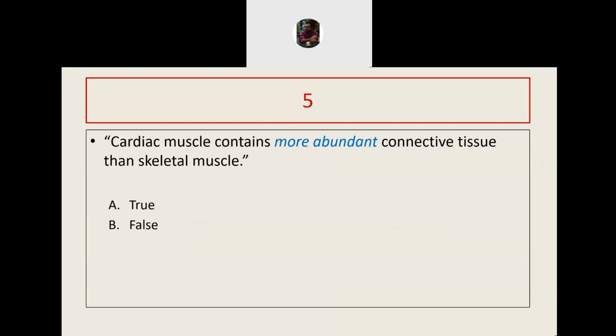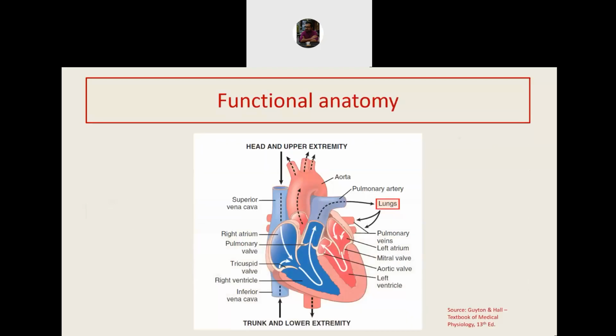Wonderful. So let us start the discussion on section 1 of this episode, that is the functional anatomy of the cardiovascular system. Now we all know that the heart has 4 chambers, and these 4 chambers along with the vasculature form 2 very prominent circuits in the body, the pulmonary circulation and the systemic circulation.